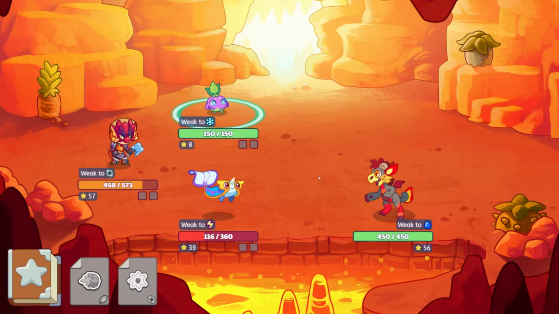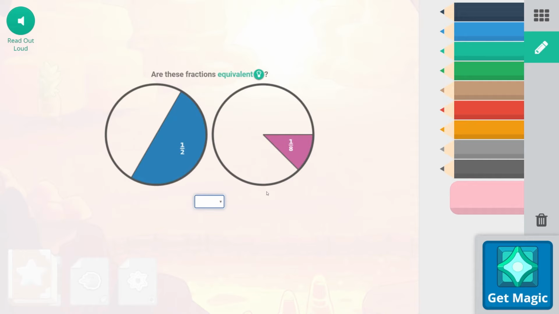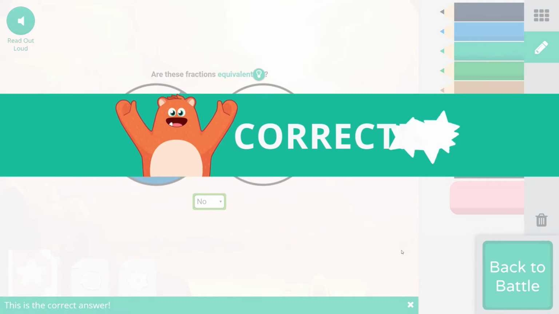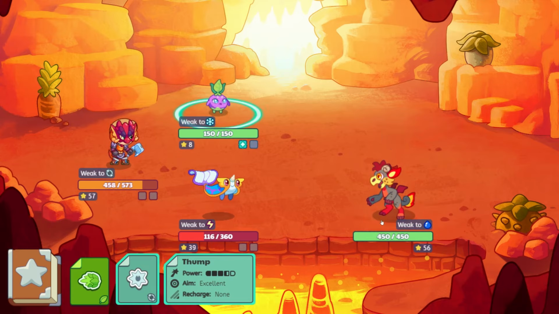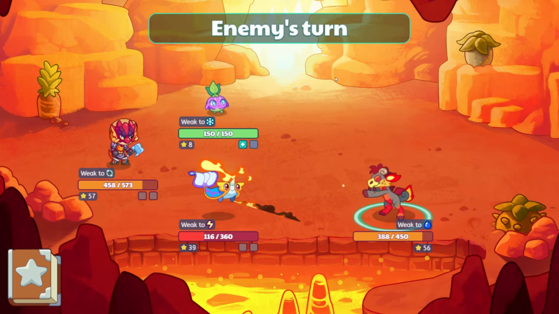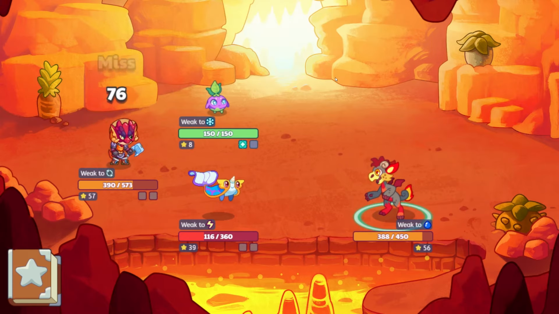doesn't have the power capacity, so are these fractions equivalent? You can see that they're not. No, they're not. When you have a visual aspect to it, it's very easy to see if they are or they aren't. We'll thump you. There we go. All right.